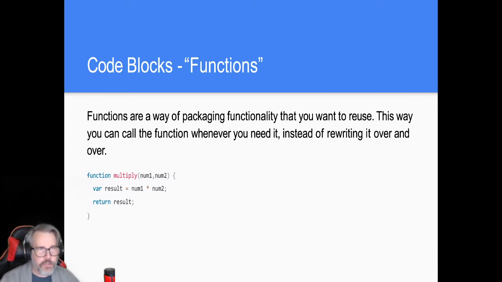Functions are a way of packaging functionality that you want to reuse. If you want to do something in JavaScript more than once, you're going to do it with a function. You can just call on this function whenever you need it instead of writing it over and over again. Here we have an example, function multiply, number1, number2, and then the variable result equals number1 times number2, and return the result. The missing part of this code is a way for the user to input a couple of different numbers. Then you could call on this function to multiply two numbers over and over again.